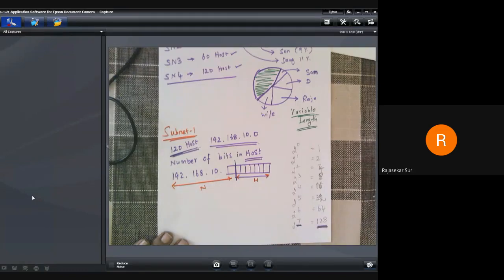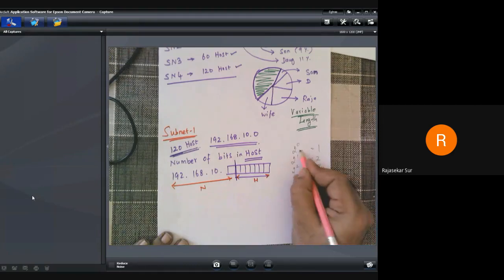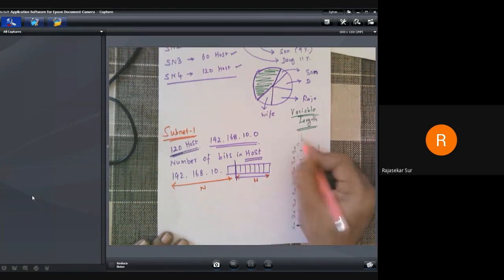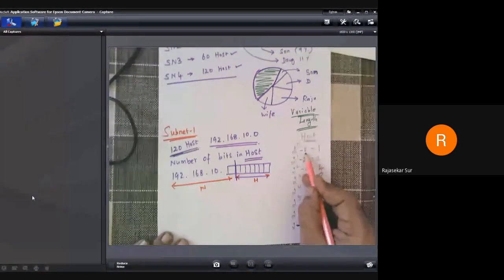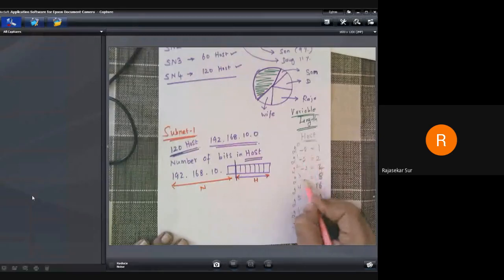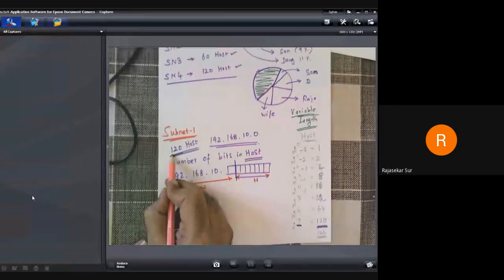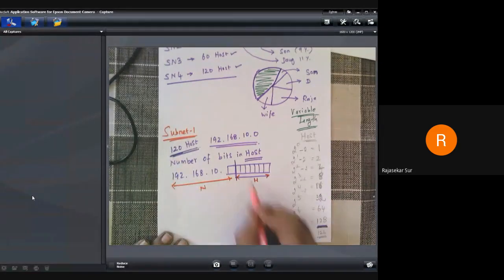No need to be scared, no need to be worried. If I solve the second subnet, you will understand better. Now, all these things, I gave some gap here. What does this mean? This is minus 2, because this is host calculation. Minus 2 means one is for the network ID and another one is for the broadcast. So this is 126. I need 120, so 7 bits I'm going to take in the host.